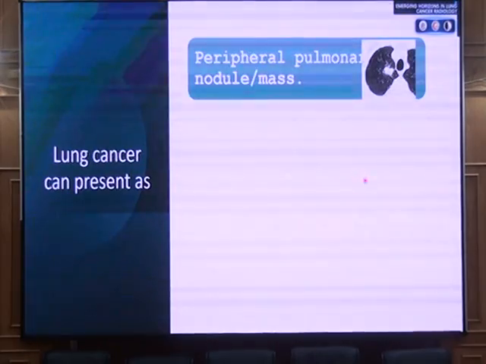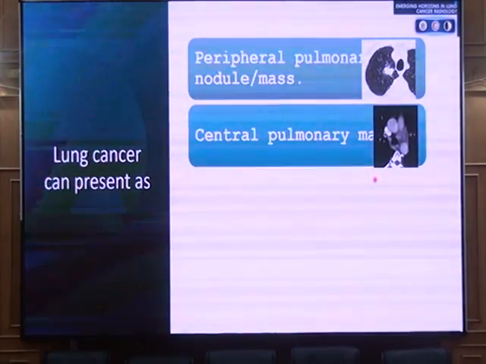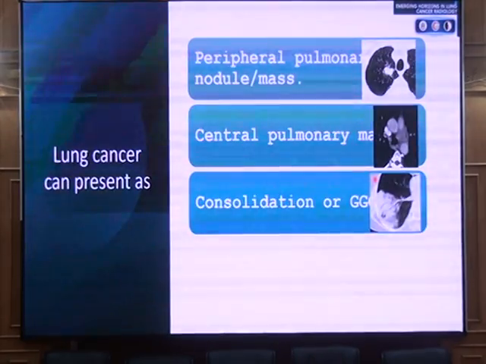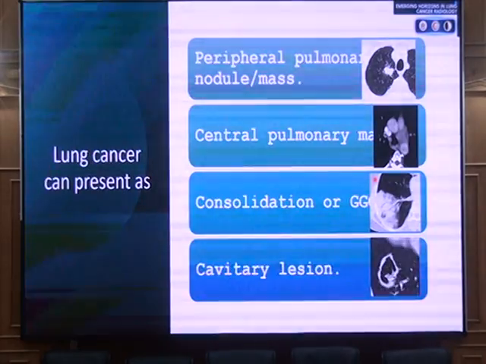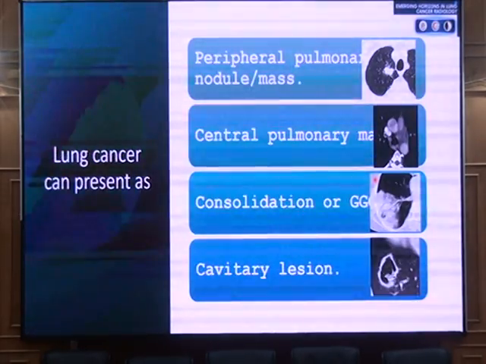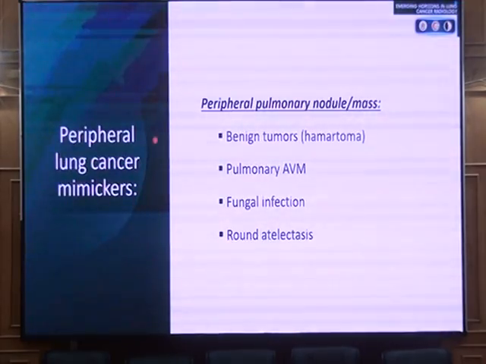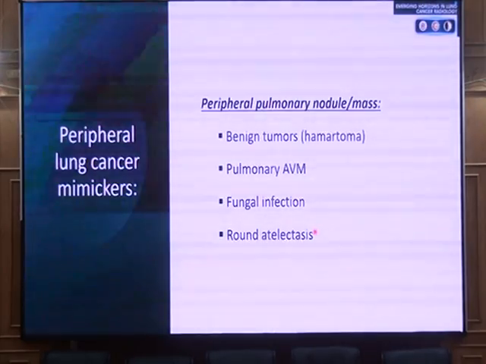Lung cancer can present as a peripheral pulmonary nodular mass, like in cases of squamous cell carcinoma, a central pulmonary nodular mass, like cases of small cell lung cancers, areas of consolidation or ground-glass opacities like bronchoalveolar carcinomas, or cavitary lesions like cavitating squamous cell carcinomas. So, regarding peripherally located lung cancers, some lesions may mimic these cancers, like benign tumors, pulmonary AVM, infections such as fungal infections, and hereditary lesions.